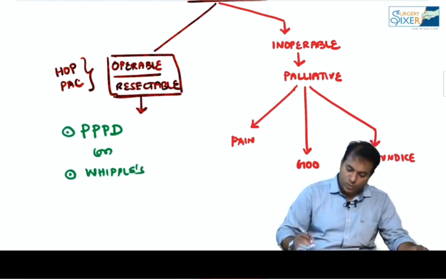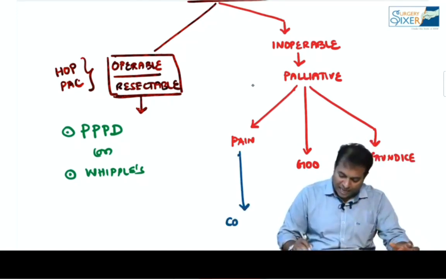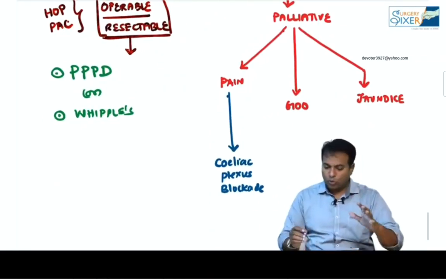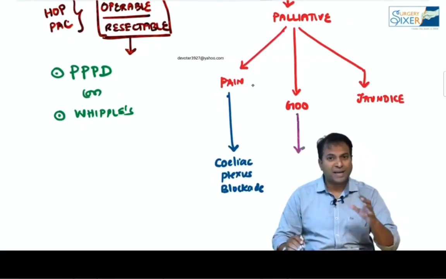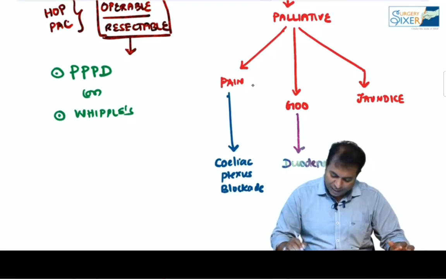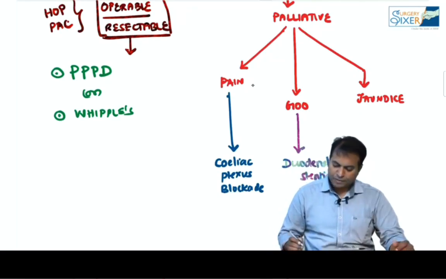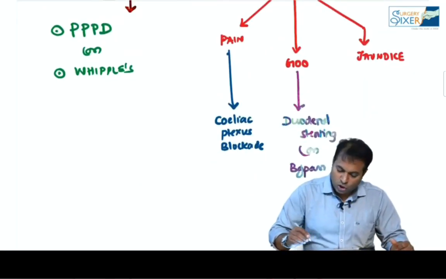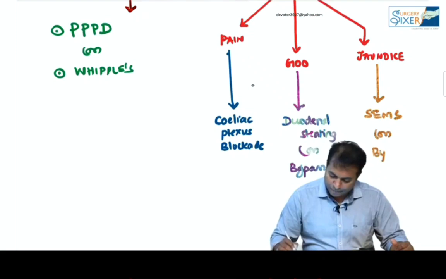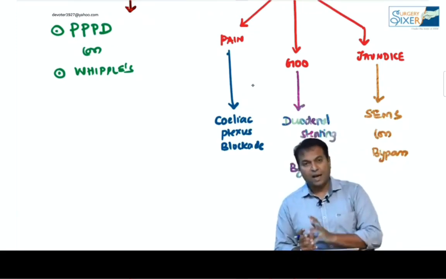So for pain, what are the things you can do? For palliative treatment of pain, we can give celiac plexus block. Celiac plexus blockade using absolute alcohol can treat intolerable pain. And for gastric outlet obstruction caused by this tumor, we can put a duodenal stenting if possible, or we have to go for a palliative bypass procedure. Similarly for jaundice, if possible, you can put a self-expanding metallic stent, or we can do a bypass.